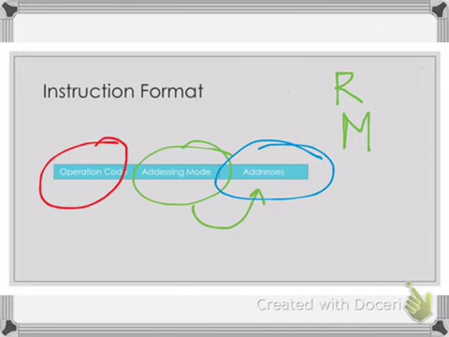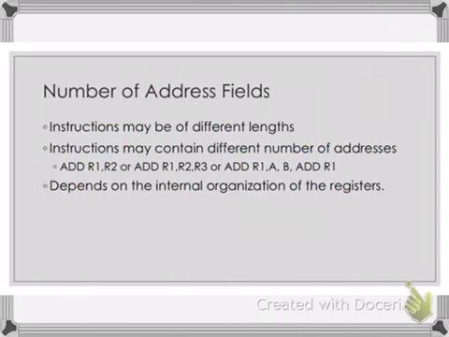The address field gives us the address, either register address or memory address, where the operands on which this operation is to be performed reside. So these are the three important fields in the instruction. Now we had also discussed that the number of addresses given in an instruction may be different. So we may have different numbers of address fields. As a result, the instructions can be of different lengths.